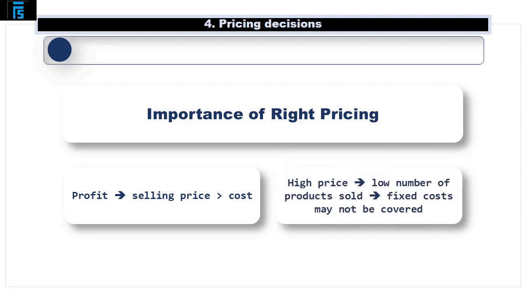The problem with that, of course, is that customers may not want to pay the high price you are charging, and therefore the number of products you sell will be low and your fixed costs may not be covered. So there is a balance to be had between the selling price and the volume sold, and therefore the subsequent profit being made. And as already touched on, there are a number of factors at play here that need to be considered when setting a suitable price for a given product or service.